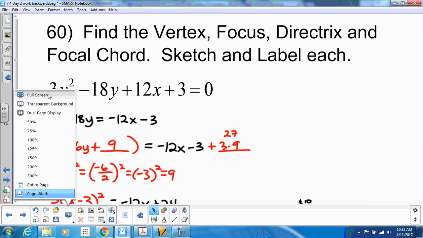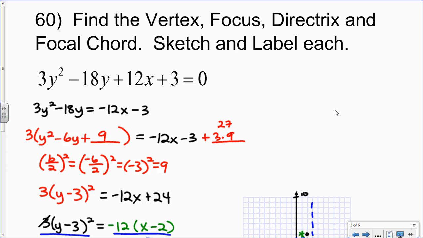So on Friday, so this is 7-4. We left off here on this problem. So let me kind of talk through what we've done so far.